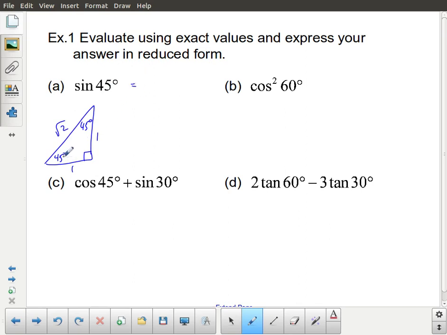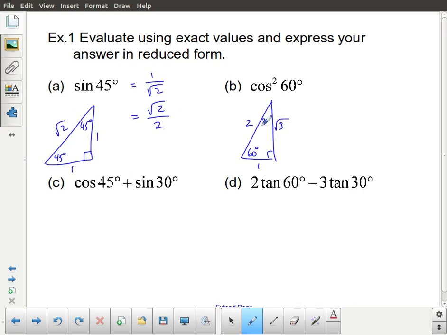The sine of 45 degrees is 1 over root 2, which in a rationalized form is root 2 over 2. And that's it. There's my final answer. The cosine squared of 60 degrees. Well, first of all, that tells me I need the 60-degree angle, which is this one. This is the 1, 2, root 3 triangle.